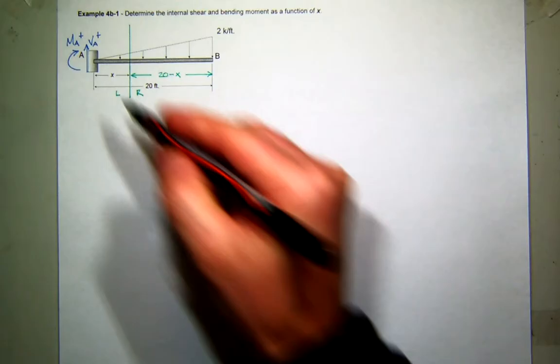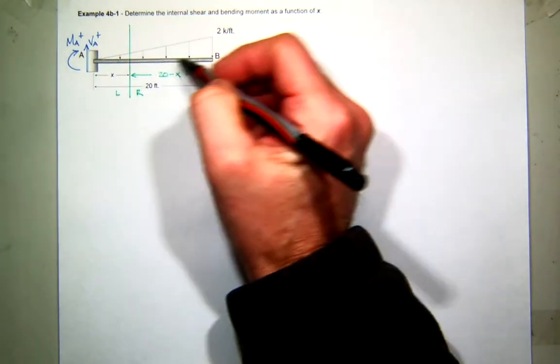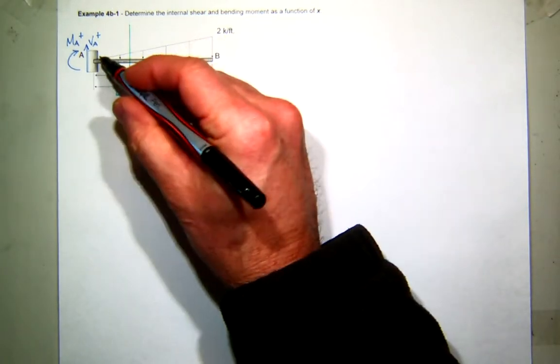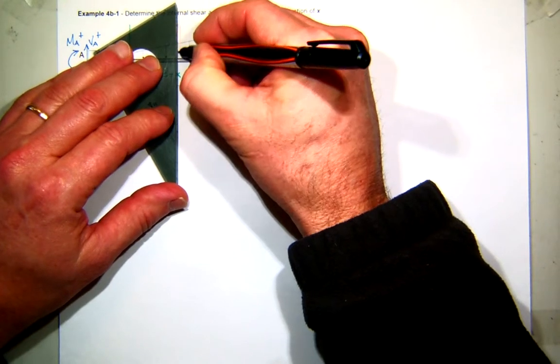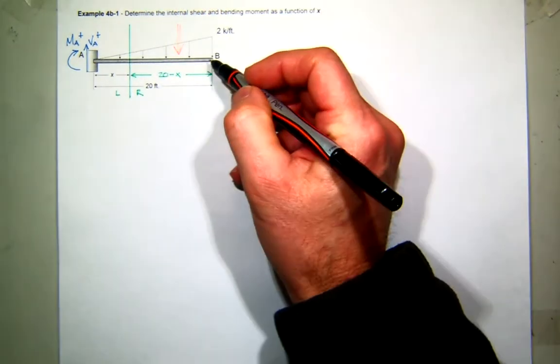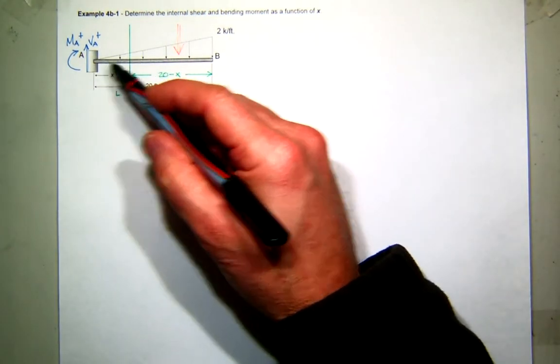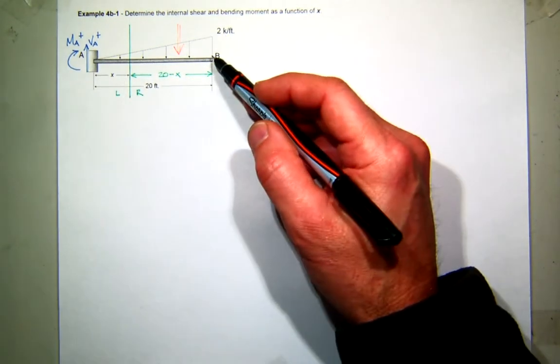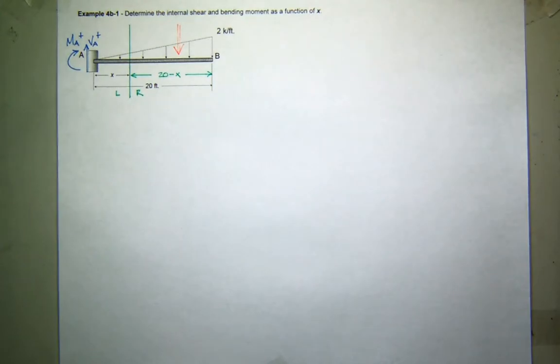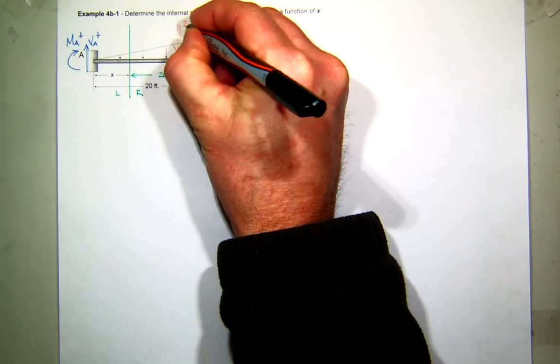So to find these reactions, I need to find everything about my free body diagram. Right now, it'll be easier if I get a concentrated equivalent for that force. Since it's a triangle, it'll be 1/2 base times height. So 1/2 base, 20, height 2 kips per foot. That's a force of 20 kips.